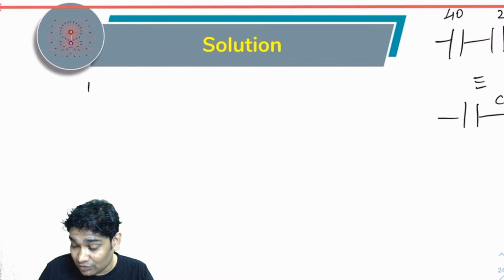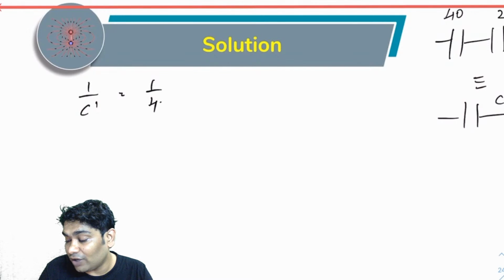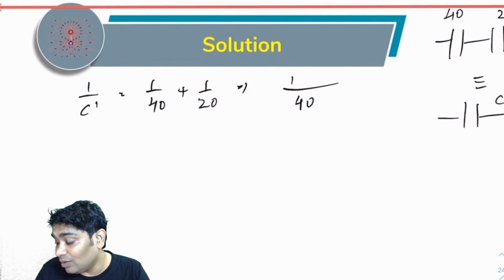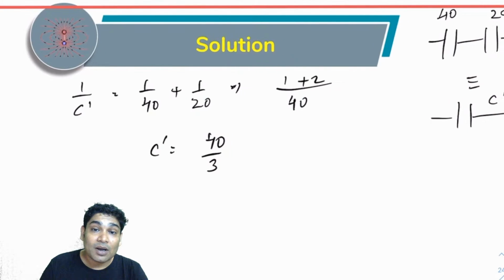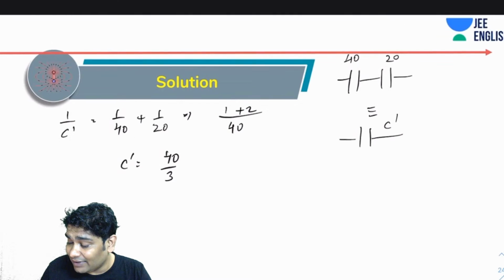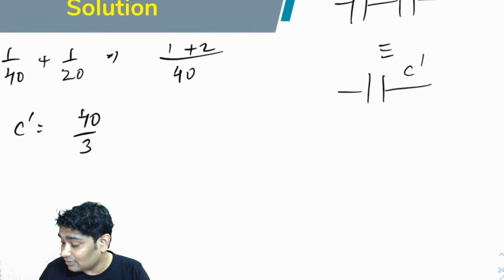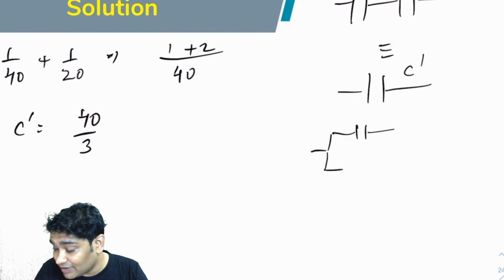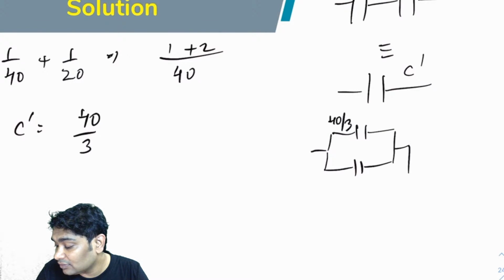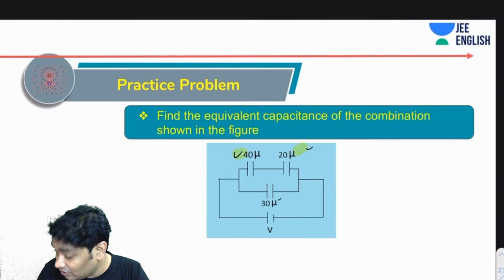I know 1 over C dash equals 1 over 40 plus 1 over 20. So I have 40 as my denominator and 1 plus 2 here. So C dash becomes 40 over 3. Alright, so once C dash is 40 over 3, I can rewrite and draw the circuit. I have one capacitor here which has a capacitance of 40 over 3, and then I have another capacitor here which has a capacitance of 30.